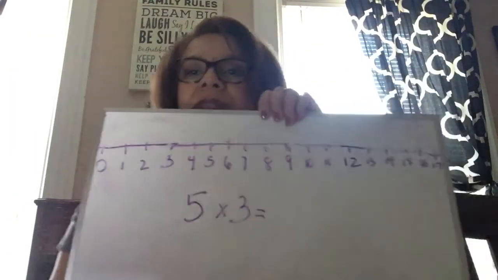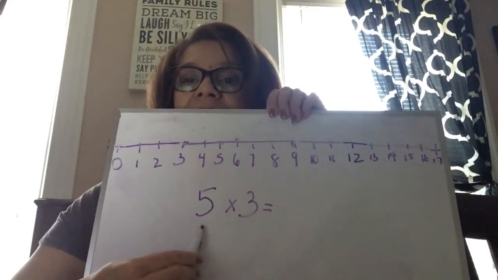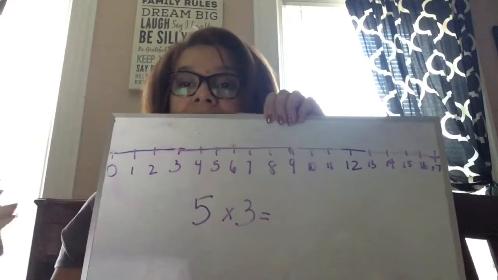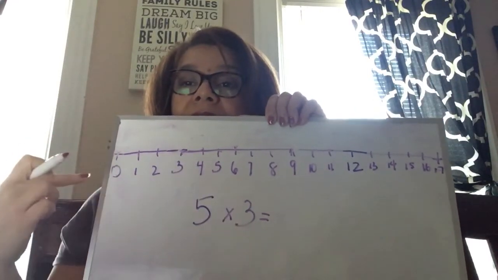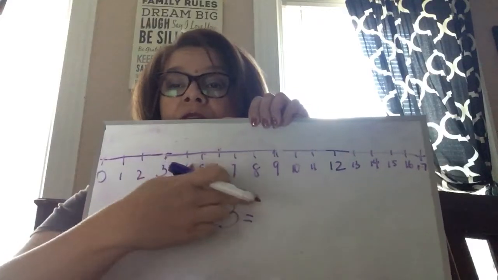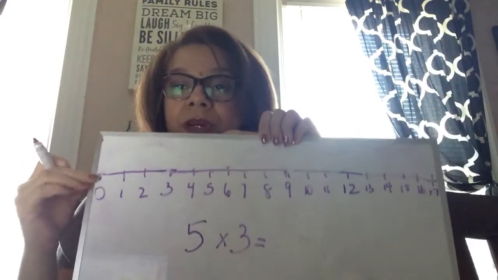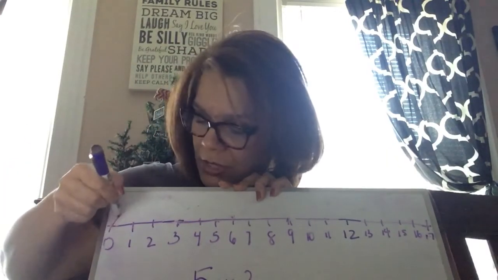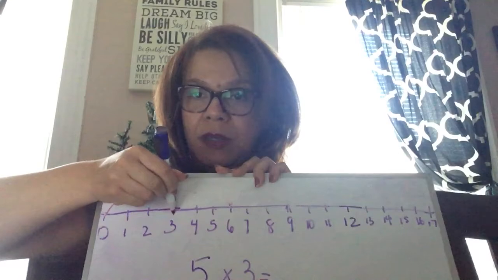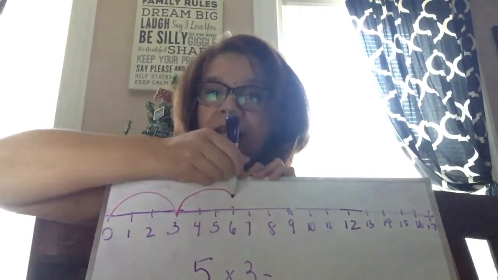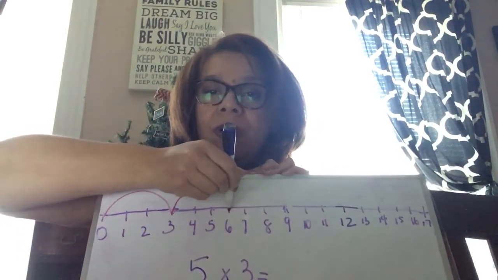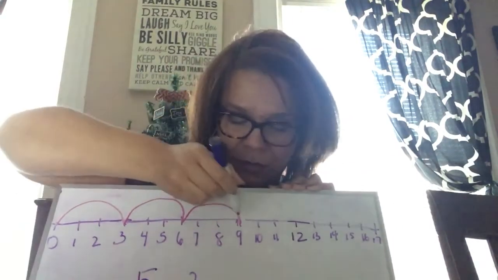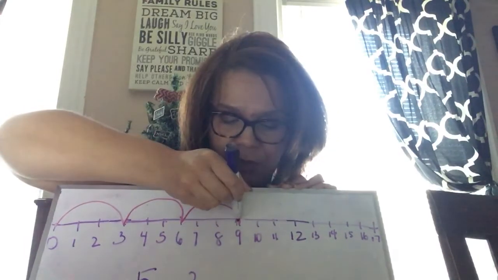Now we have 5 times 3. Remember, the number 5, the first factor, is the number of hops or jumps. And 3 is how many spaces in between you are jumping. So we start here at 0, and we're going to count to 3. Ready? 0, 1, 2, 3. We land at 3. That's the first hop. From there, we're going to land at 6. 3 more, we're landing at 9. Those are 3 hops. Let's see how many more we have to go.